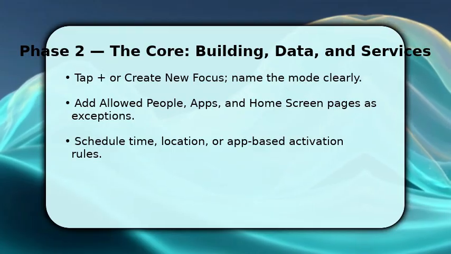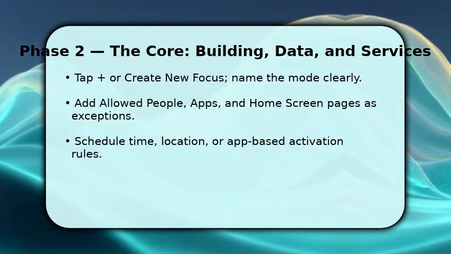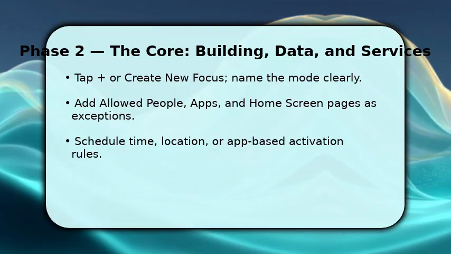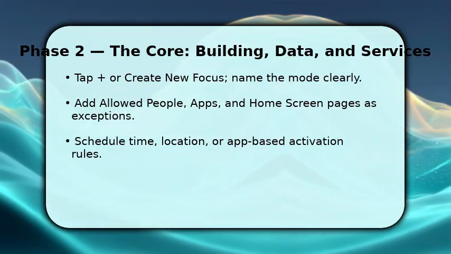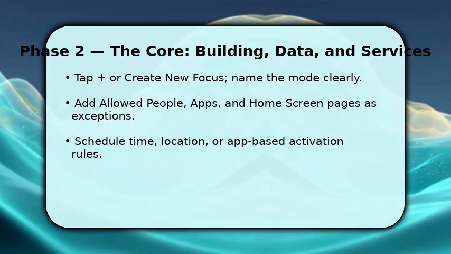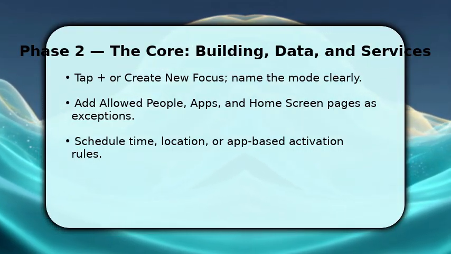Next, choose home screen pages or widgets to show during focus, and set rules. Schedule times, choose locations, or enable app-based activation. These customizations control what interrupts you, so be precise for consistent results.